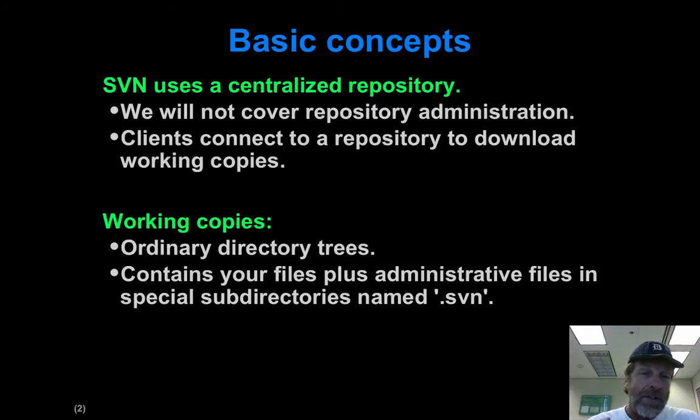So the working copies of the system are just basically directory trees somewhere on your local disk. They're going to contain all of the actual source files for the system, plus some administrative files for Subversion. And those administrative files are always kept in a special subdirectory that is named .svn. They have a dot in front of them because that's a convention for special metadata files.